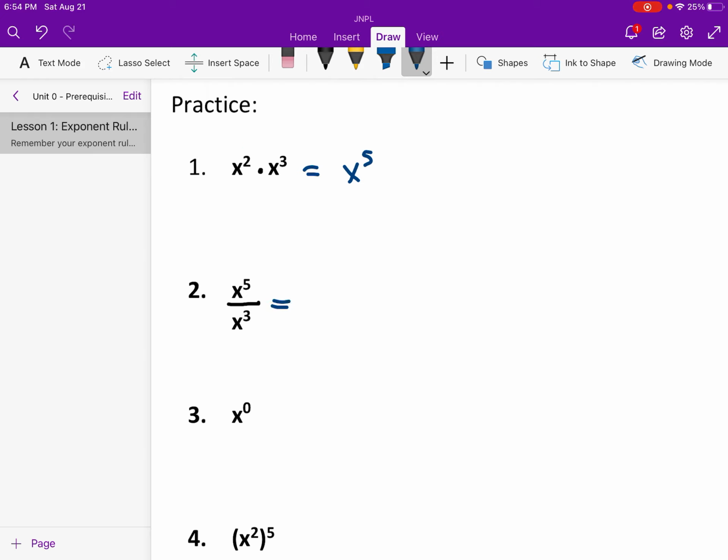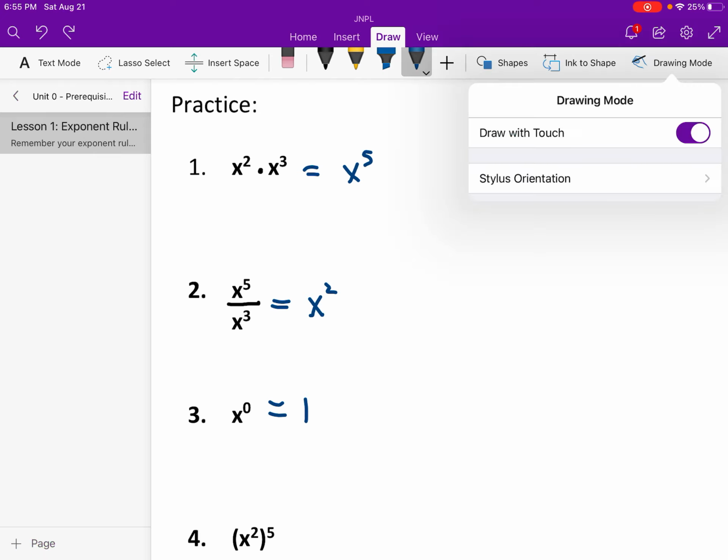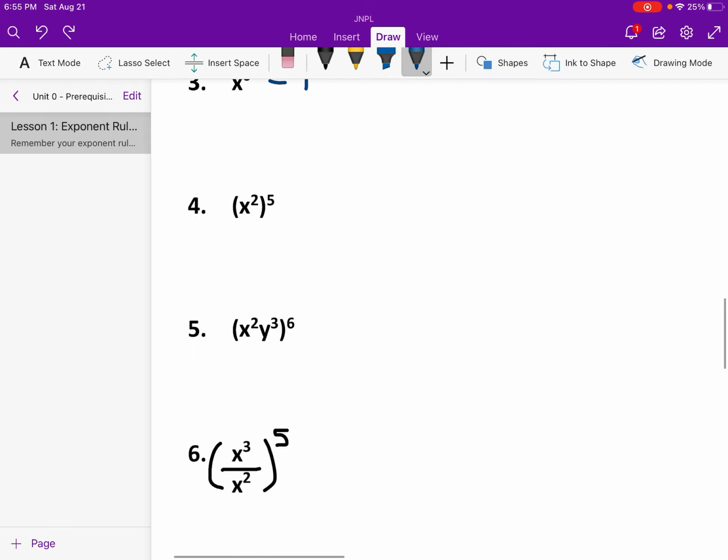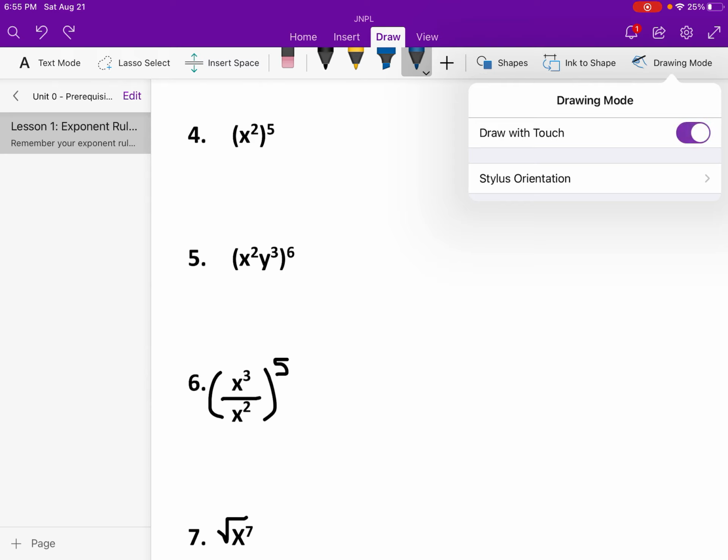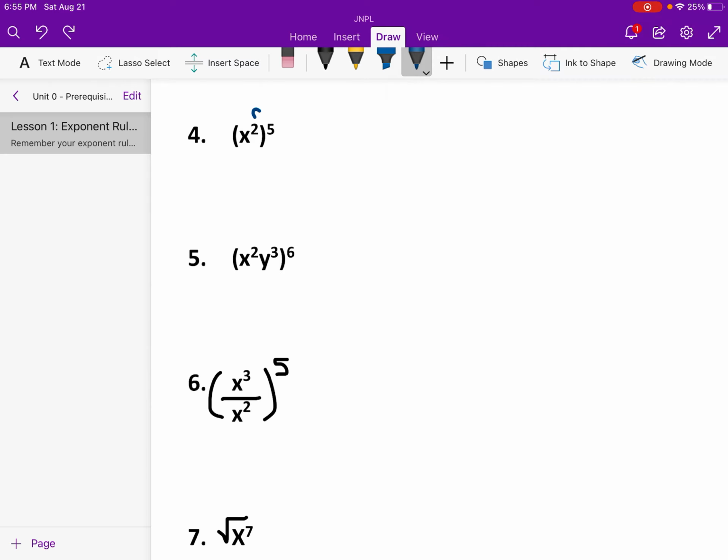Here, since we're dividing, we do x to the 5th divided by x to the 3rd. 5 minus 3 equals 2. So there you go. X to the 0 equals 1. So you subtracted them there, and then anything to the 0 equals 1. We already know that. X to the 2nd to the 5th, we multiply those exponents. 2 times 5 equals 10.